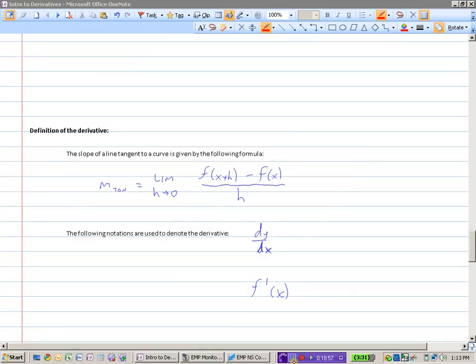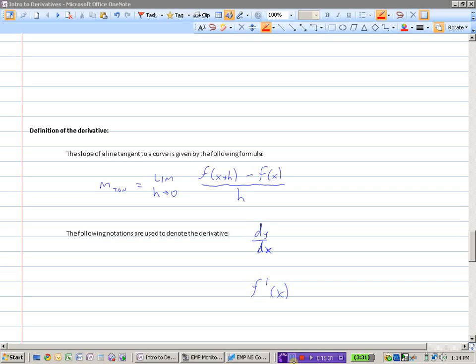So just to summarize what we've done here, what's the definition of the derivative? The definition of the derivative is the slope of a tangent line, or the slope of a line tangent to a curve, is given by the following formula. M tan, or slope of the tangent line, is a limit as h approaches 0 of f of x plus h minus f of x, that's like y over x, divided by h, which is x2 minus x1 simplified.